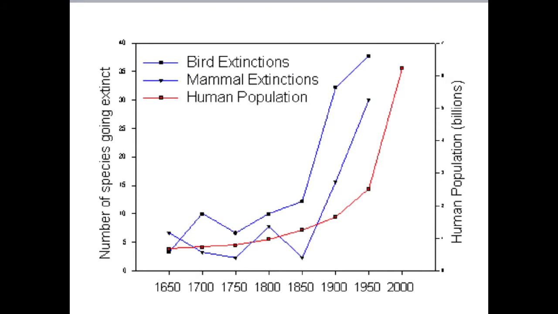So other impacts that human population has had, you can look at extinction rates of birds and mammals. For birds, we're looking here at this solid blue line, and the mammals here. As both of these tend to increase in the number of individual species going extinct, you can also see a correlation with the human population increasing as well.